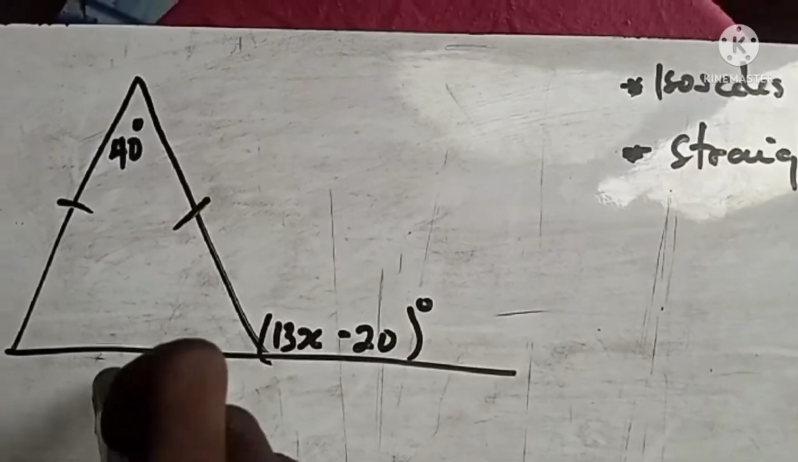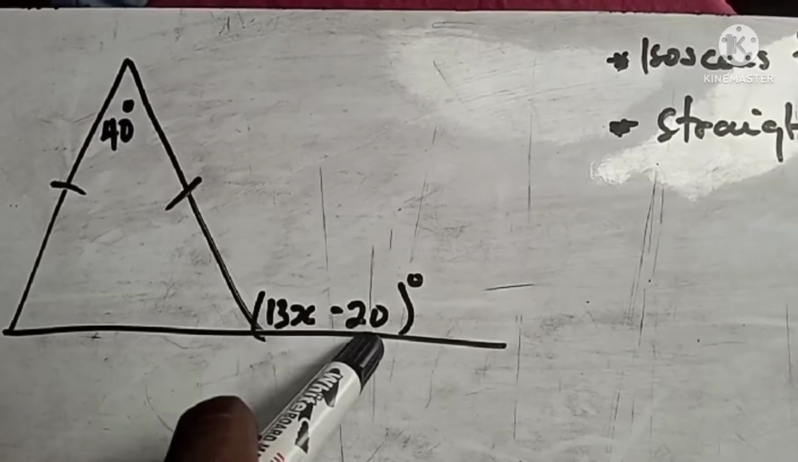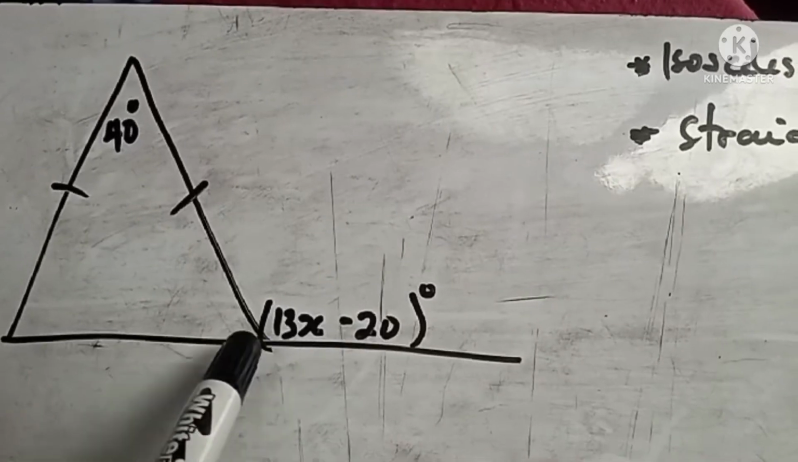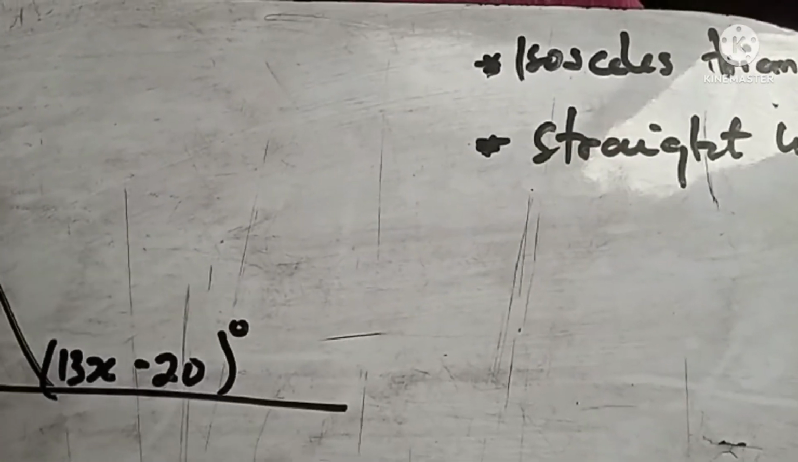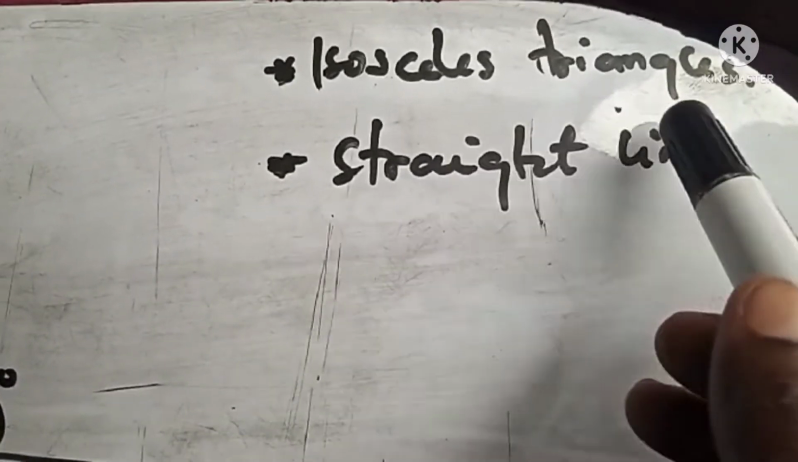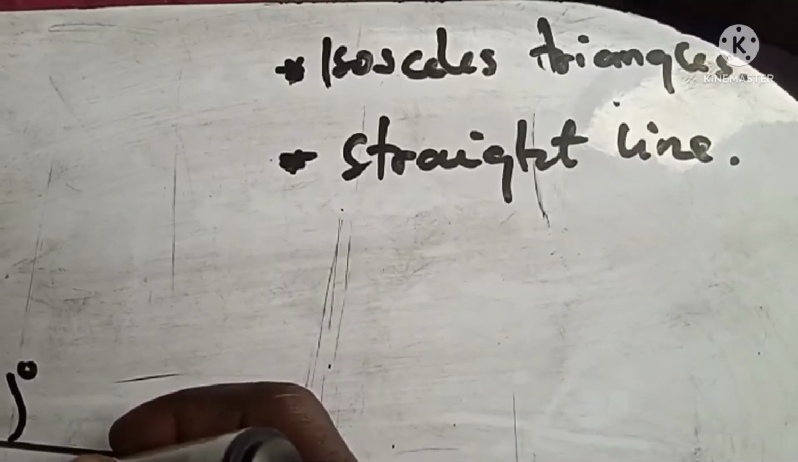So here's another question. We have 40 degrees here, and then you have 13x minus 20 degrees on this side. We want to find the value of x here, right? So the key here is: what are we going to use and how do we use it? What we are going to use here is the isosceles triangle and the straight line, right? Those are the two tools that we must use to solve this type of problem.